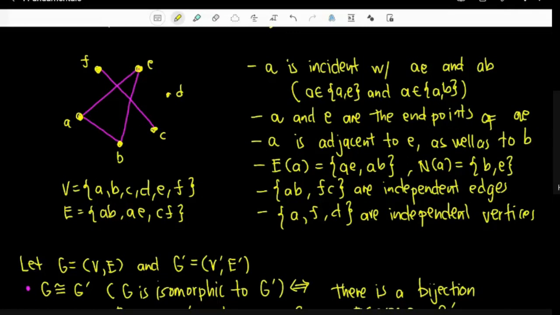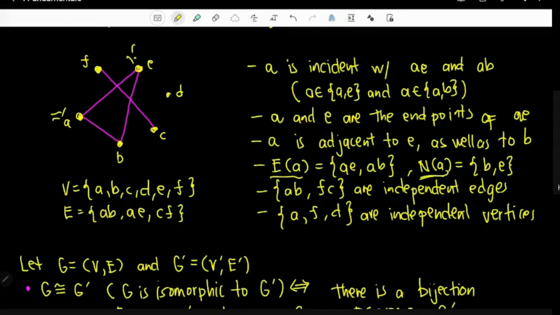So, pag sinabi mong adjacent, dapat point to point or edge to edge. So, yung A tsaka yung E adjacent since they share a common edge, yung edge AE. So, the endpoints of an edge are always adjacent with each other. E of A. So, all the edges incident at A. So, all the edges incident are AE and AB. So, you have the edge AE and AB. No other.